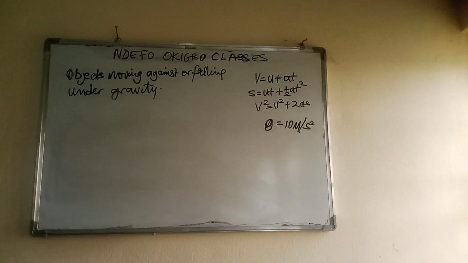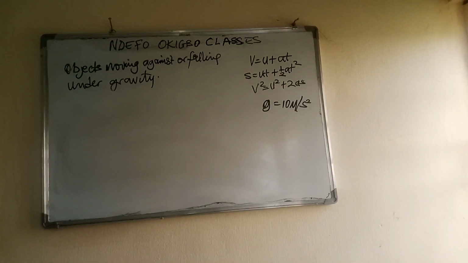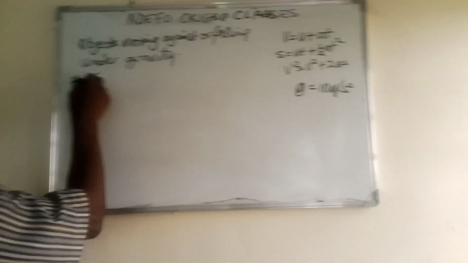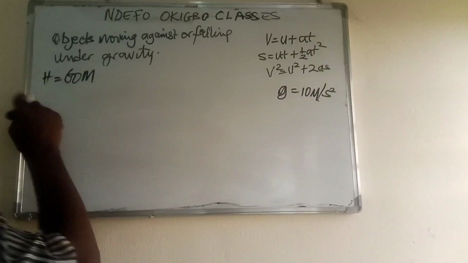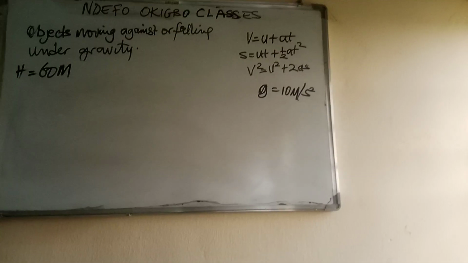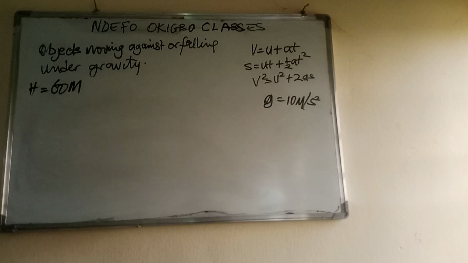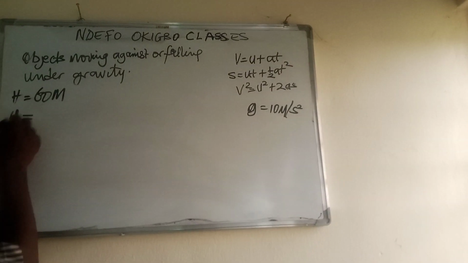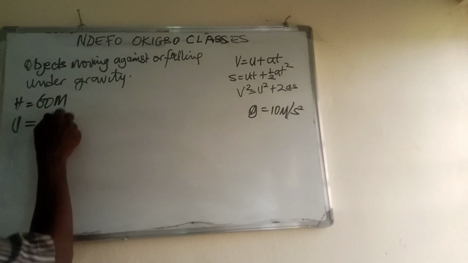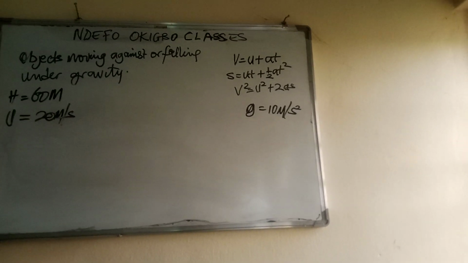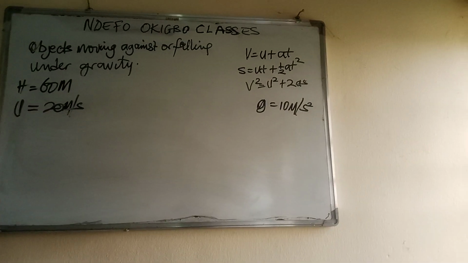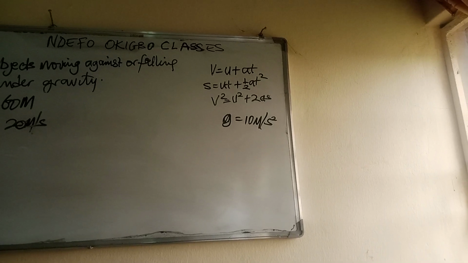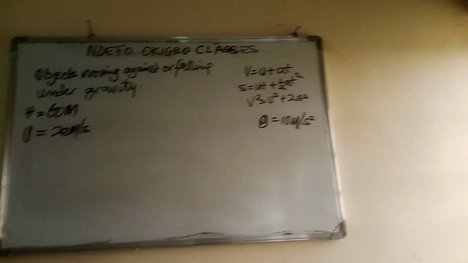A stone is thrown vertically upward from the top of a tower, 60 meters high. That's the height of the tower from where the stone was thrown above the ground, with a velocity of 20 meters per second. How long will it take for the stone to return and hit the ground, and at what velocity?